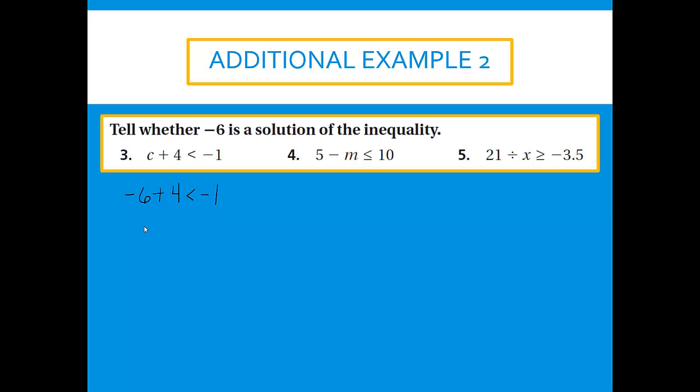-6 plus 4 is -2. So I have -2 is less than -1. And -2 is less than -1, so this would be yes.